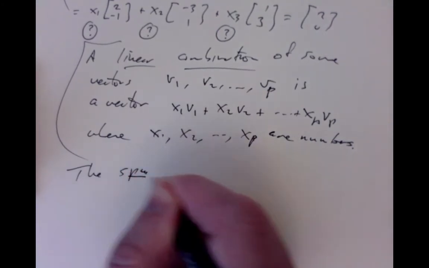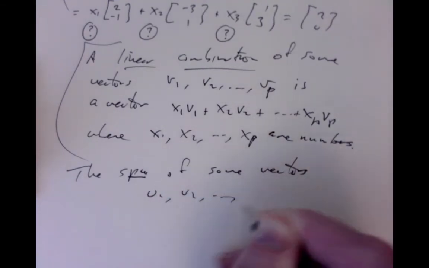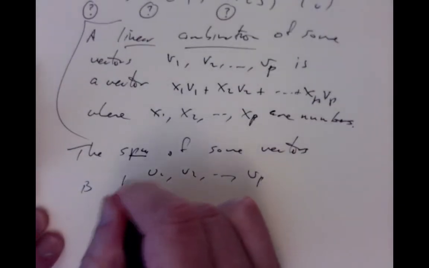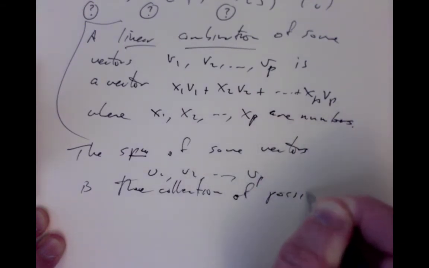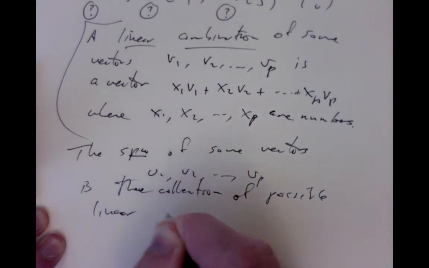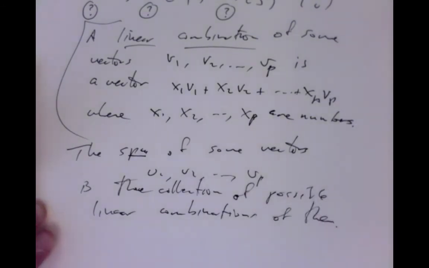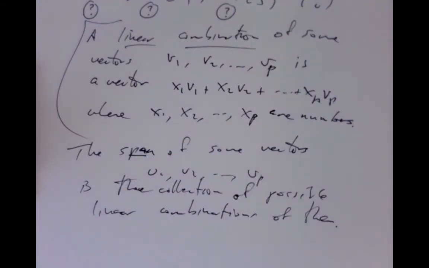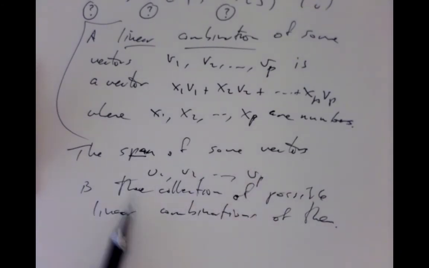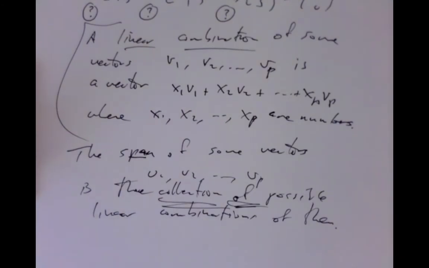The span of some vectors, v1, v2, dot, dot, dot, vp, is the collection of all possible linear combinations of them. So the span of some vectors is the collection of all the linear combinations, all the things you can make up out of them. Note that the span of the vectors is not a vector. It's a collection of vectors. So it's not a vector. It's a collection of vectors. And it's going to be, in general, an infinite collection of vectors.